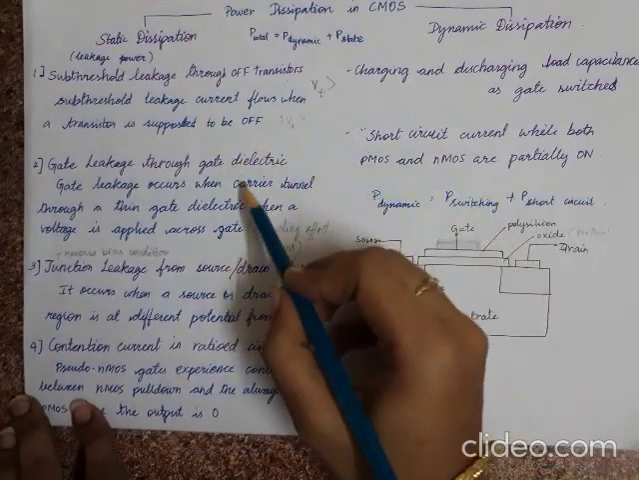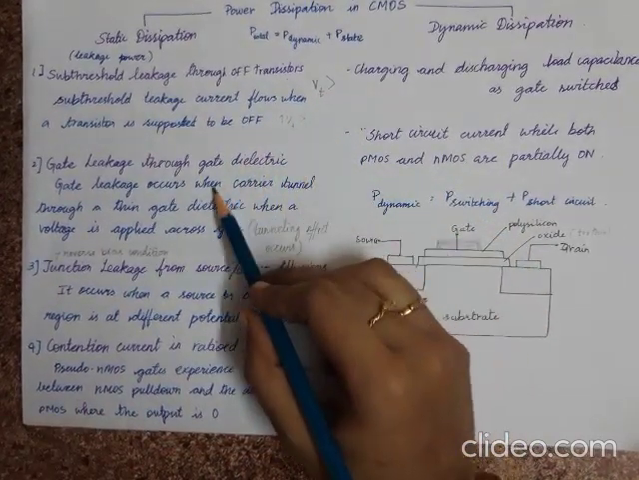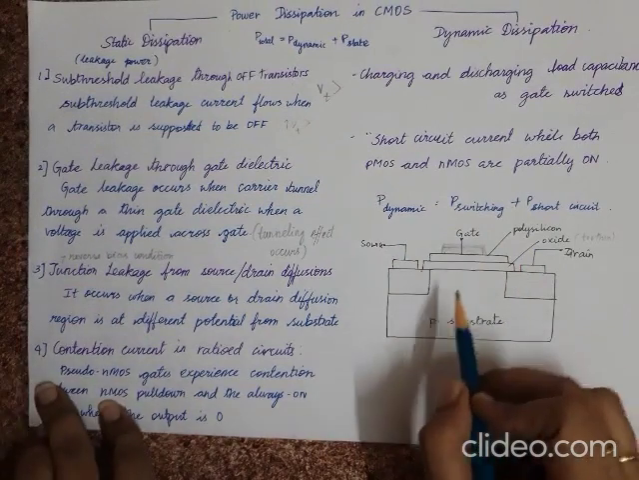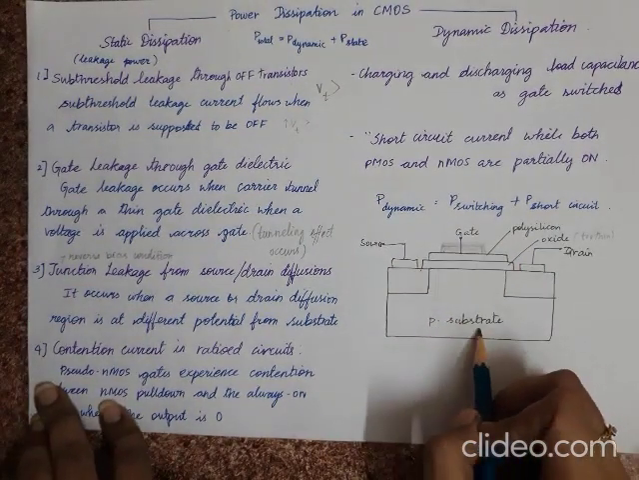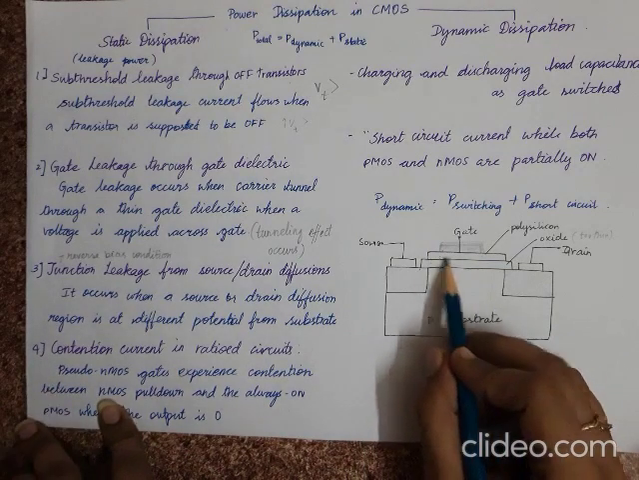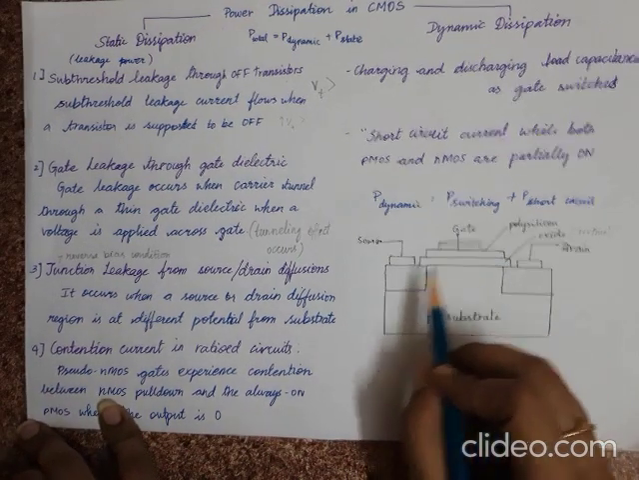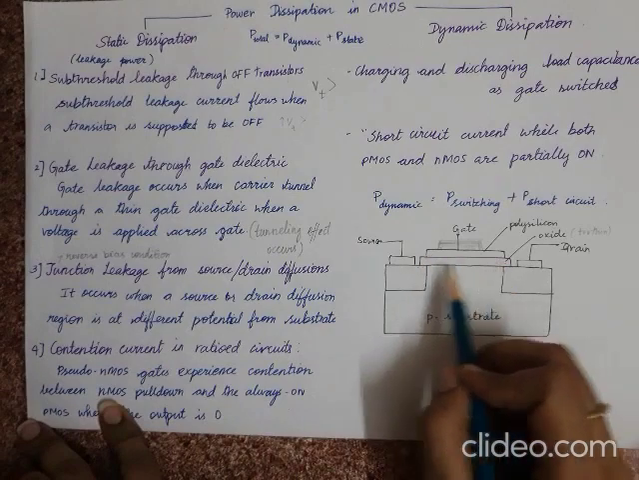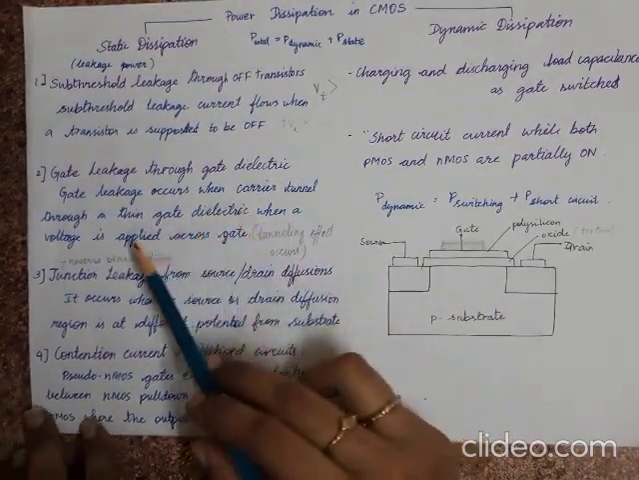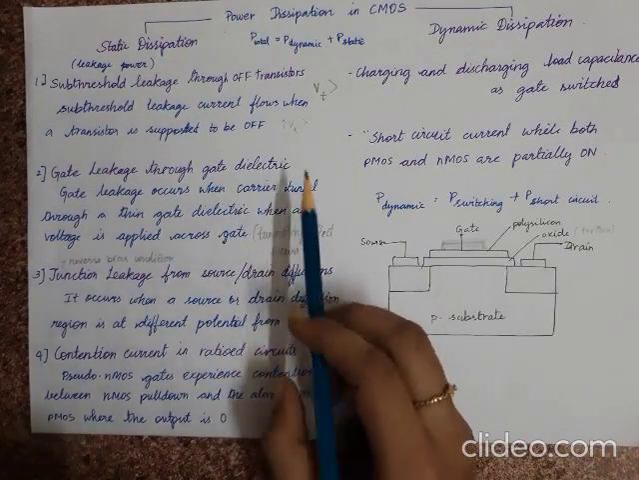Then we have gate leakage through dielectric, which is when in a transistor, the polysilicon layer and the P substrate act as a parallel plate capacitor, and when the oxide becomes thin, when we have a thinner layer of oxide, the tunneling effect occurs. So due to that, we have gate leakage through the gate dielectric.